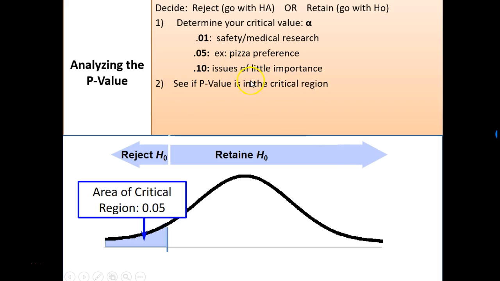And then you just see if the p-value is in the critical region. If it is smaller than these numbers, okay, if it's in this critical region, in that case, we're going to reject the null hypothesis, all right? However, if the p-value is equal to this or greater than, then we're going to retain the H0. We're going to stick with that H0.